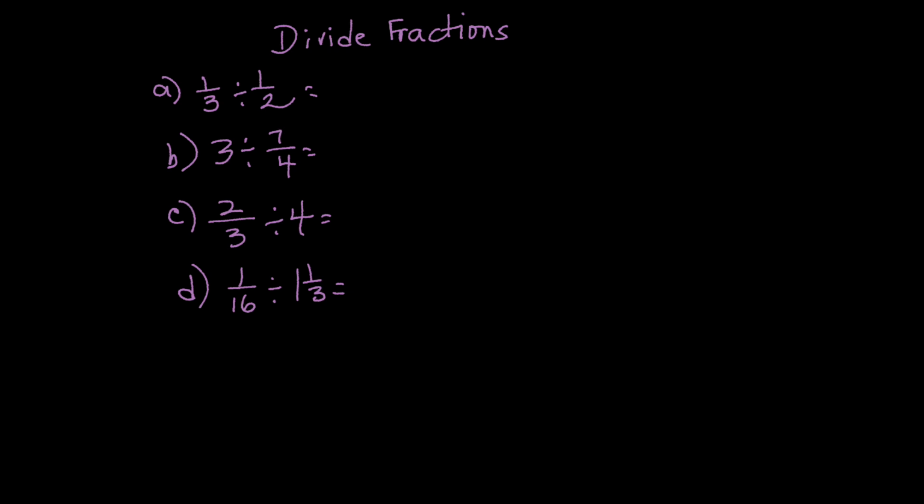And the first one is straightforward. It is a proper fraction divided by a proper fraction. Here we have a whole number divided by an improper fraction. Here we have a fraction divided by a whole number. Then we have a fraction divided by a mixed number. So they're all different. So here we go.